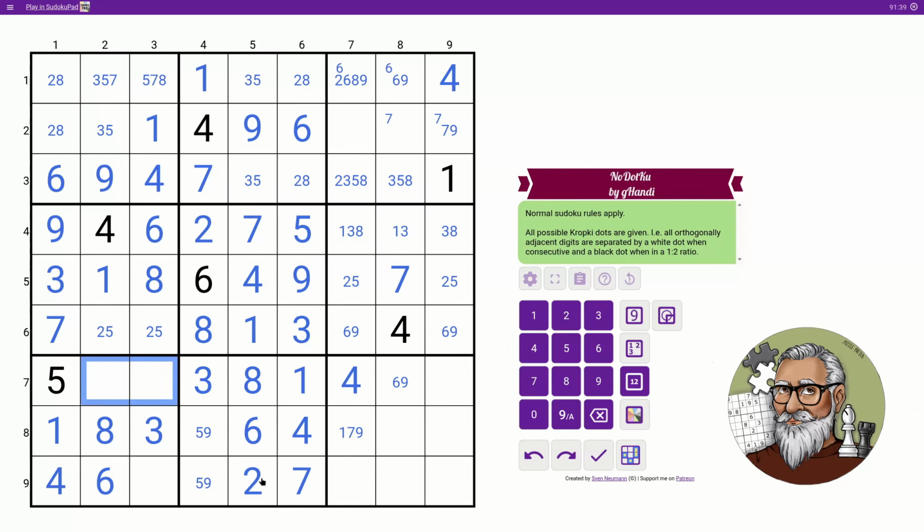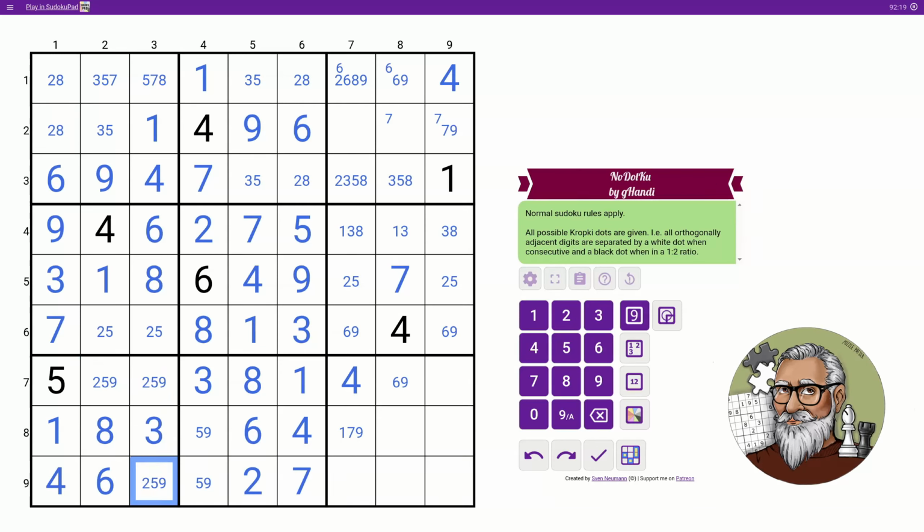Right, in box number 7, what am I still missing? 2, 5, and 7. Both of these can't be 2, so this is 2. That has to be 7, and that has to be 5. That helps. No, that doesn't help. How did I get another 5? Just by being an idiot. Okay. No, 2, 5, and 9.